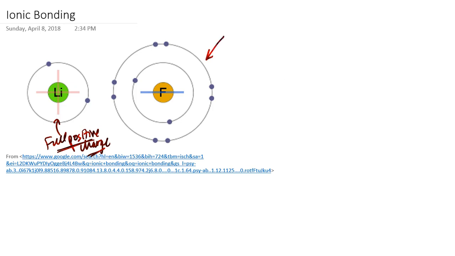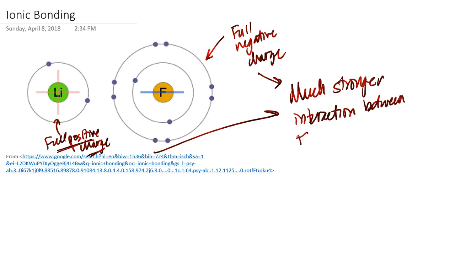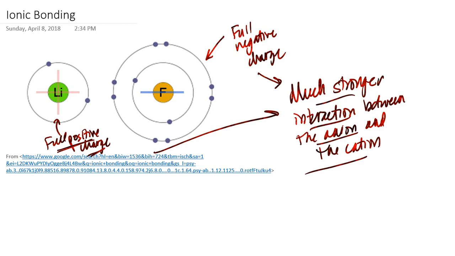Here, this fluoride ion has a full negative charge. And so as a result, this leads to a much stronger interaction between the anion and the cation, and so a much stronger attraction.